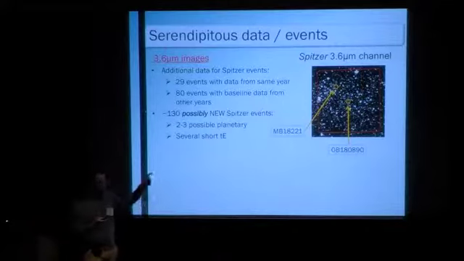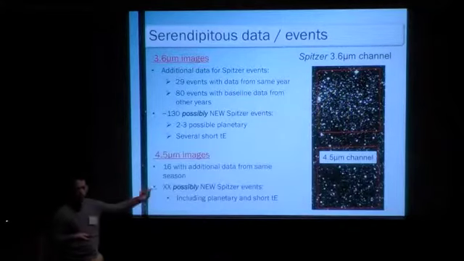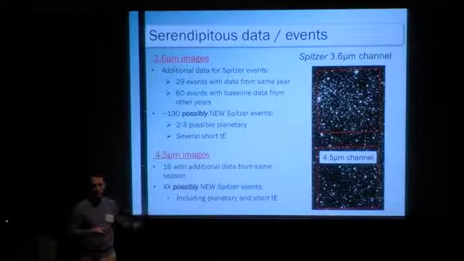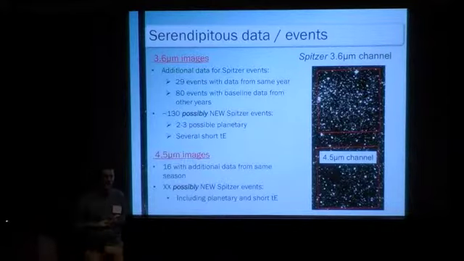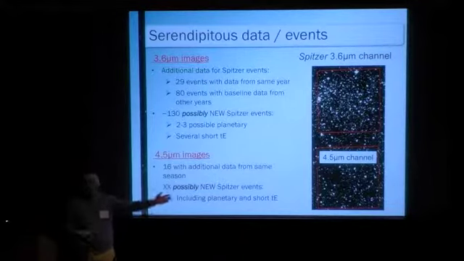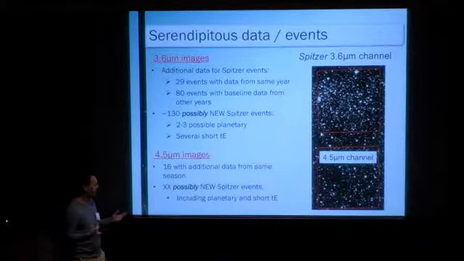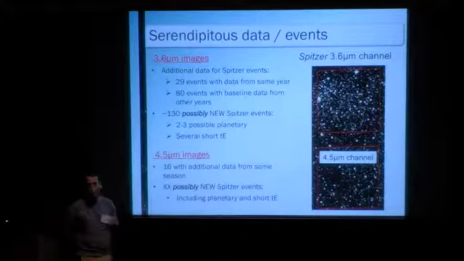Well, yes. Every time that you observe the 3.6 micron image with Spitzer, you also get a 4.5 micron image. So the signal is expected to be somewhat weaker, but we now need to go and see if we can actually detect more there. And again, within this footprint, we have a few new Spitzer events and specifically a few additional planetary and short timescale events. We hope that we can actually extract the data.